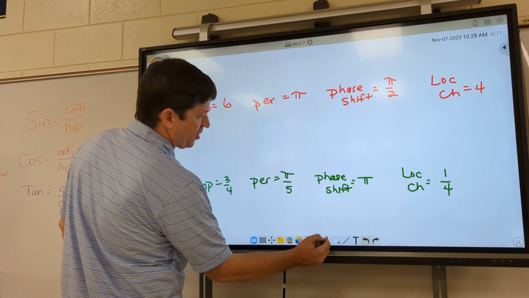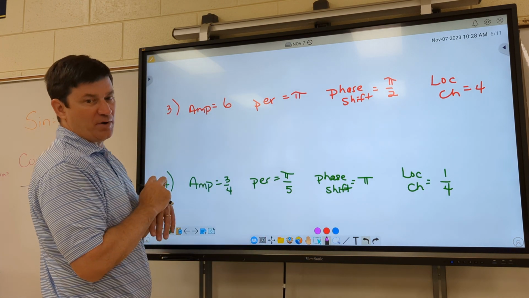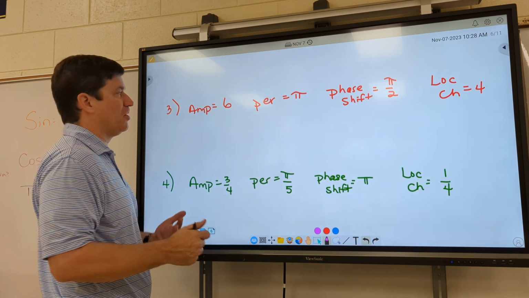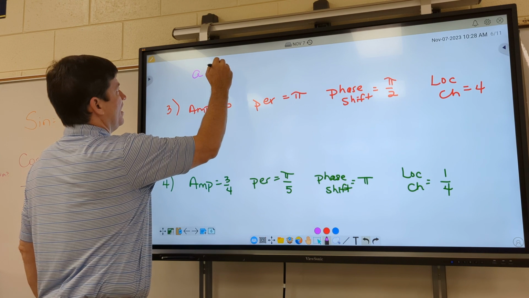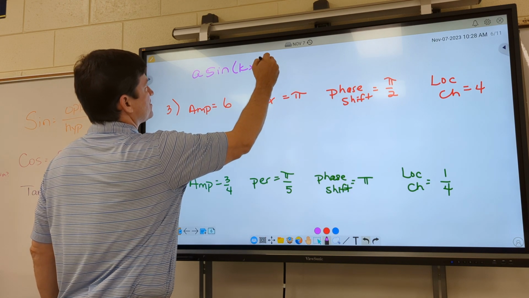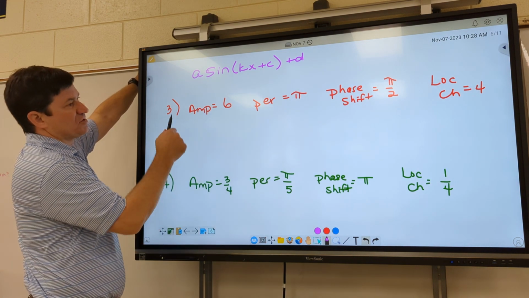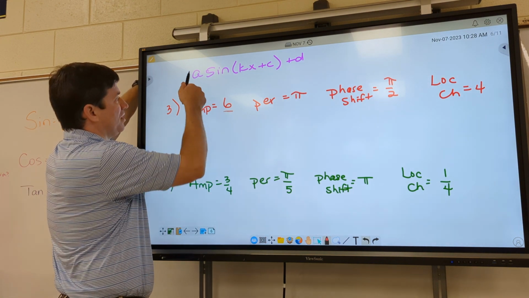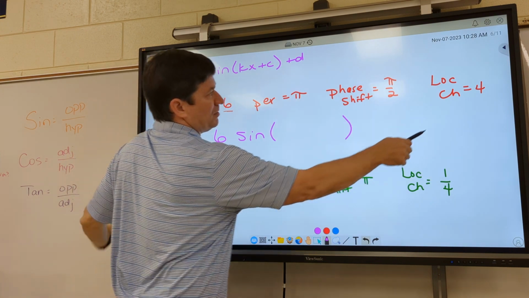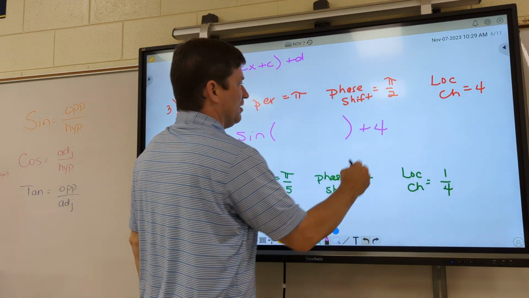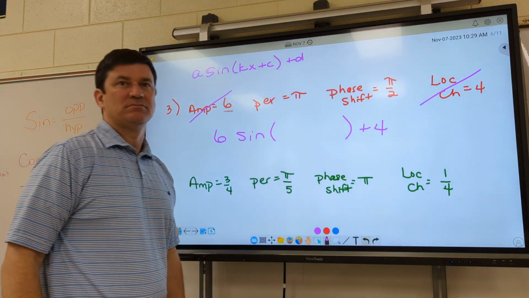All right, so to start these problems, 1, 2, 3, and 4, we're going to start with our formula that's at the top of your paper on your chart. The formula looks like this. I think it's A sine kx plus c plus d. So what we're going to do to start a problem, we're going to take the 6, plug it in for A. We're going to take the plus 4, plug it in on the end. That takes care of that one and that one.